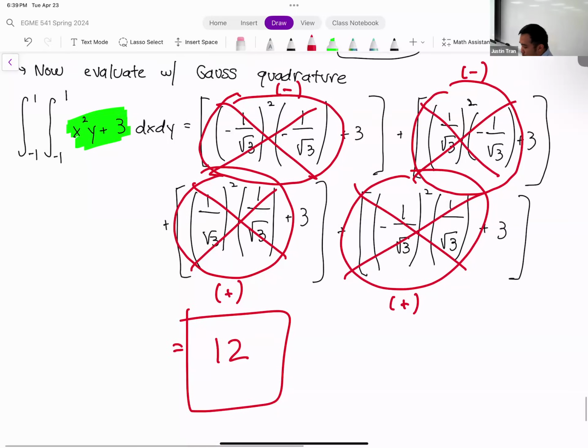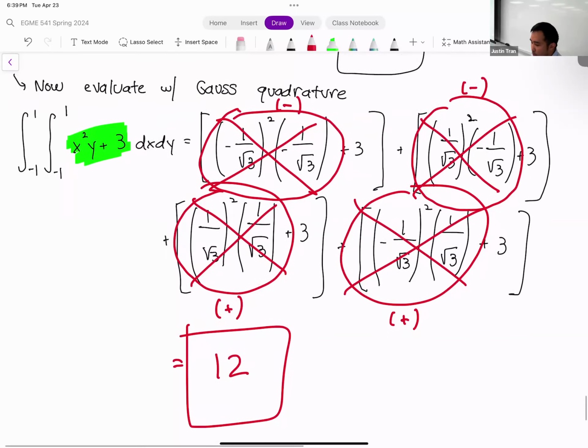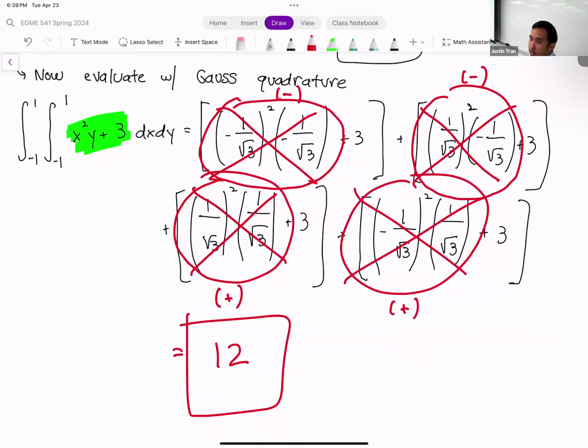And so even though it's a 4-point Gauss rule, I consider it to be kind of 2 points in the X direction, 2 points in the Y direction. And so you can integrate up to a quadratic function in those dimensions, right? Here we have an X squared, so we can do it exactly with 2 points. And then we have a linear function in Y. That means using 2 points, we're going to integrate that exactly as well, as long as the order matches the number of Gauss points in that direction.